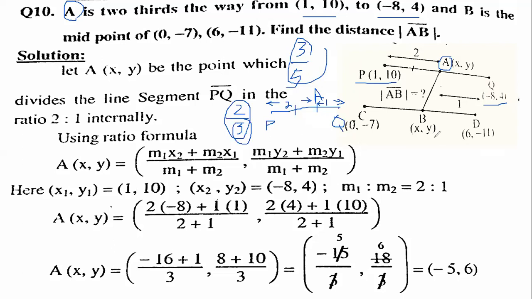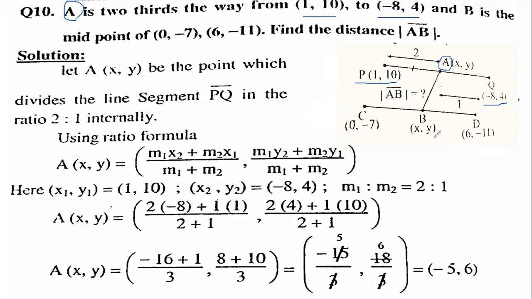So I am erasing the screen right now. We have explained everything about point A. Now I'm going to read out the next sentence of this question. And B. Next information: there is another point B. B is the midpoint of the segment with endpoints 0, -7 and 6, -11. There is a second line segment whose endpoints are 0, -7 and 6, -11.